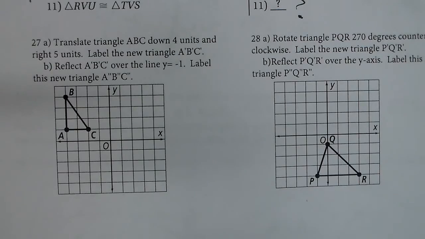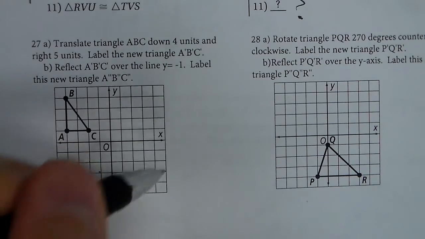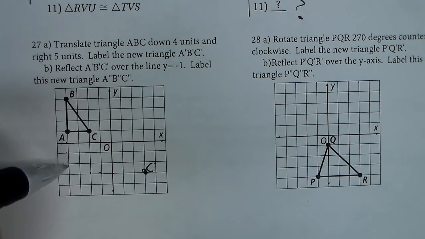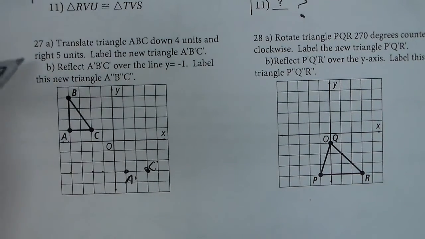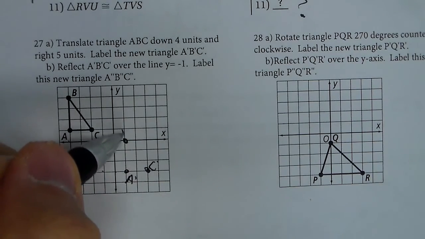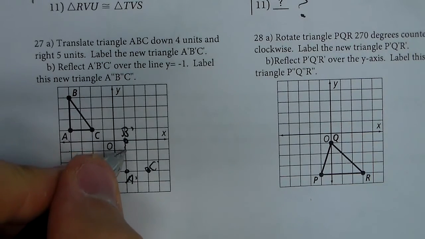For 7a, we need to translate a triangle 4 units down, 5 to the right. So that gives me C. There's A. And then B would be here. So that's A prime, B prime, C prime. Draw in that triangle.